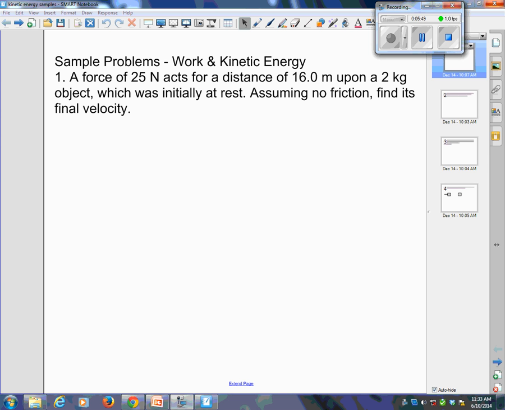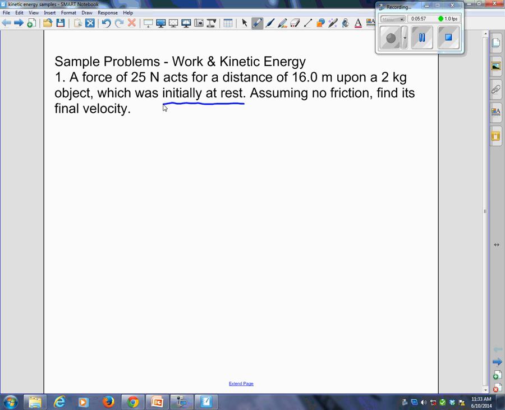Let's jump right to the sample questions here. A force of 25 newtons acts for a distance of 16 meters upon a 2 kilogram object which was initially at rest. Assuming no friction, find its final velocity. So what do I have here? I have force, a distance of 16, and a mass of 2. We are to find its final velocity.